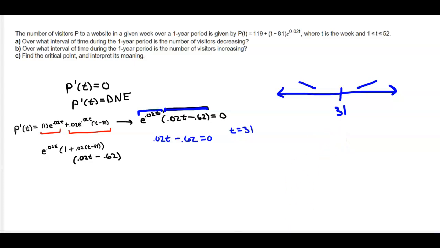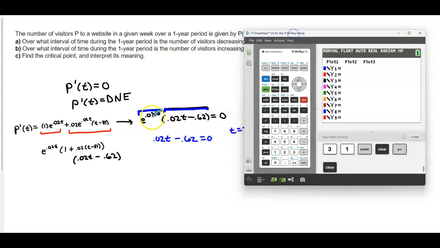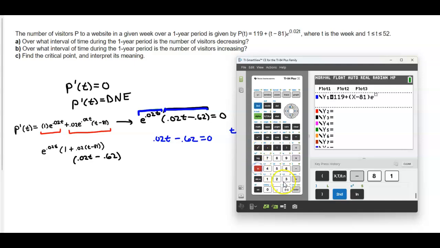A way you could do that in the calculator is you could plug the derivative in. Whether you use the factored form or not, the calculator won't care. We'll put the factored form in of the derivative. Matter of fact, let's put both the functions in. Y1, we'll put the 119 plus x, since the calculator uses x as the independent variable, x minus 81, and then e to the 0.02 x.